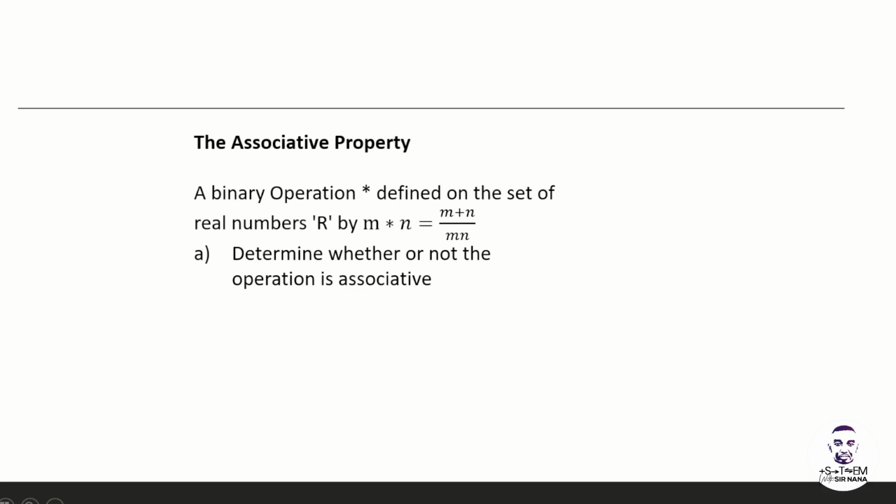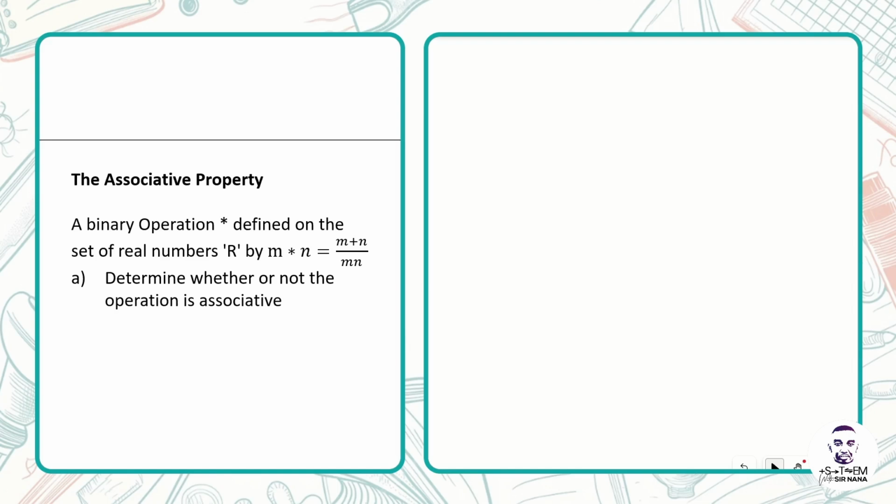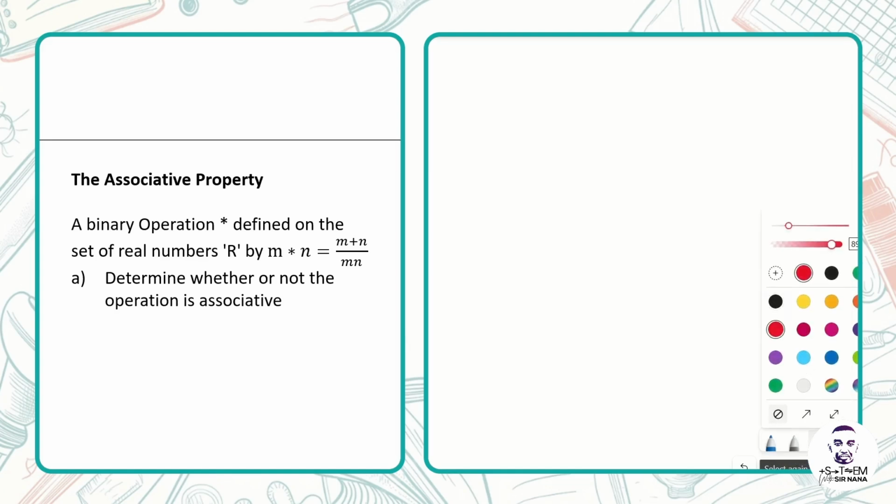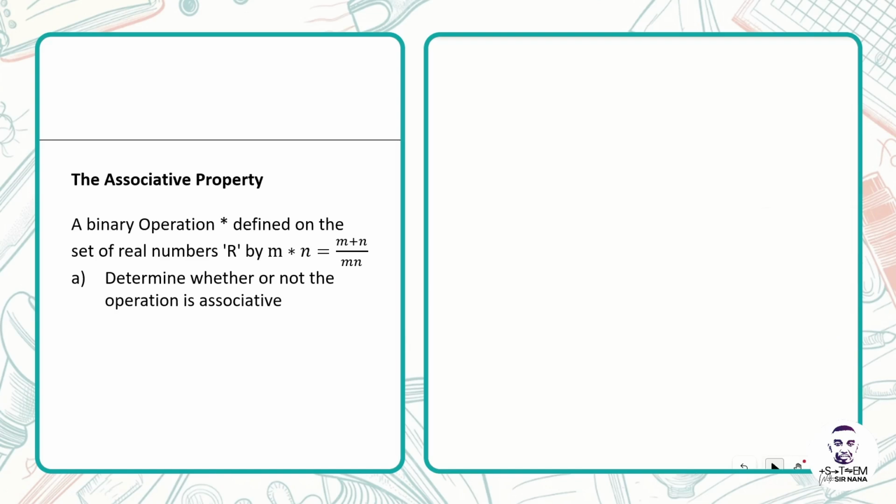So the question says that a binary operation star is defined on a set of real numbers R by m operation n to be equal to m plus n all over mn. And we are to determine whether or not the operation is associative. So let's look at the expected solution for this question. With this question, we have been given an operation as m operation n. So the operation is m operation n equal to m plus n all over mn.